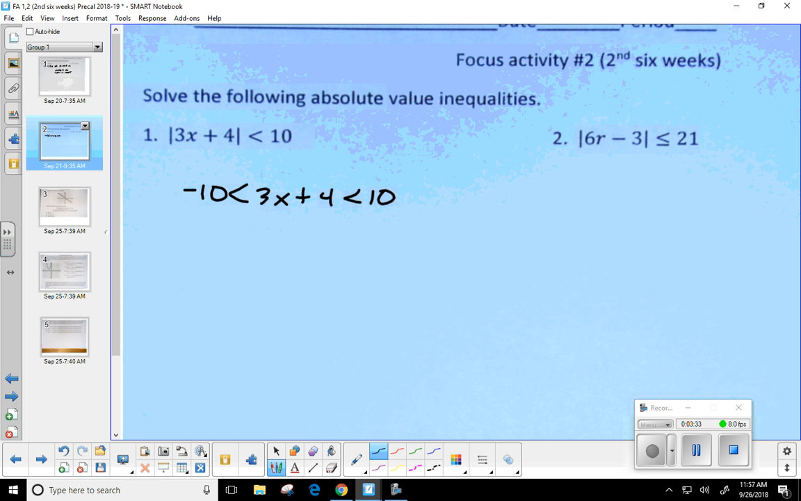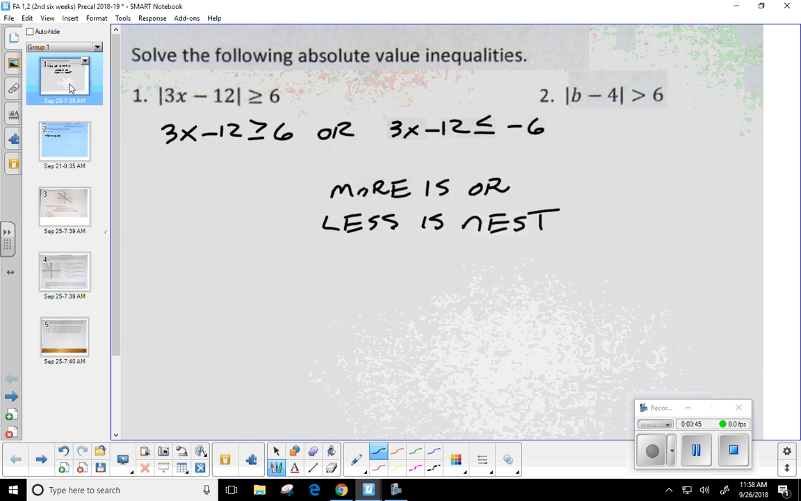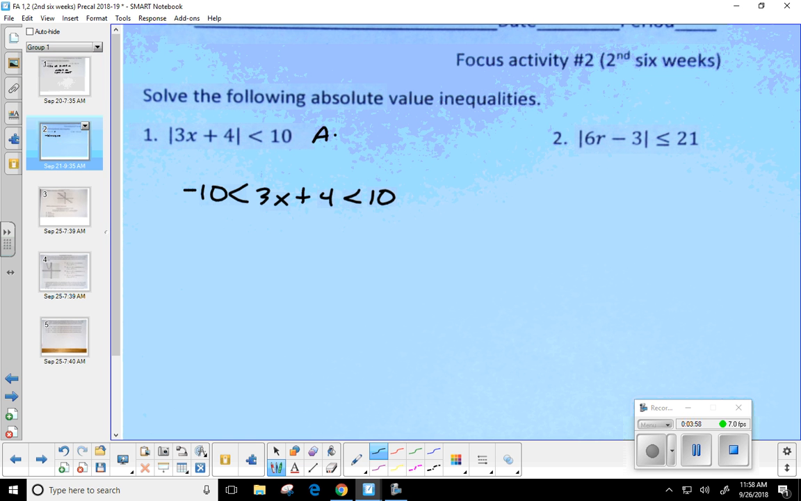I don't know if I would have come up with that analogy personally. If it helps you, fantastic, or if you just want to remember what to do. But that's it. This is what we call a compound inequality. Now, think of the rhyme for just a second. More is or. Well, what word did or use when we were talking about sets? Remember, that was the union. So less is nest. This refers to an intersection. This is and. So there are two inequalities here: negative 10 less than 3x plus 4, and 3x plus 4 less than 10.